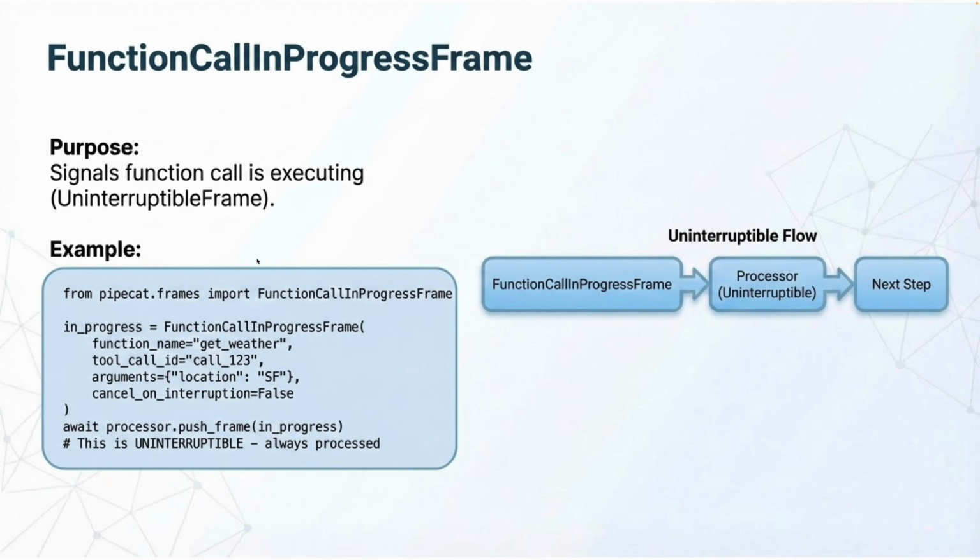So coming to this function call in progress, it signals that a tool or function call is executing, and it is useful because it protects critical operations and prevents partial execution. That's why it is an uninterruptible frame. So everything will get written, but this will stay. So in case of interruption, call in progress is uninterruptible, and then the next step.